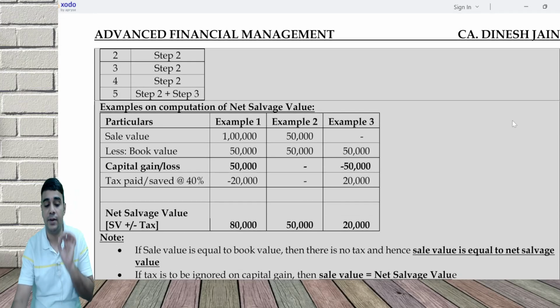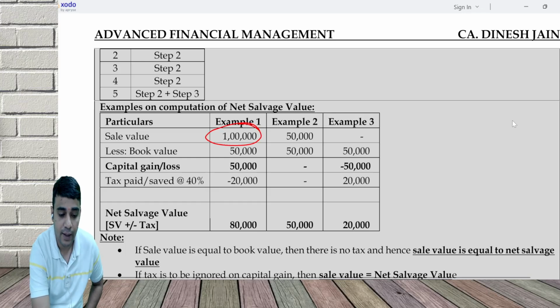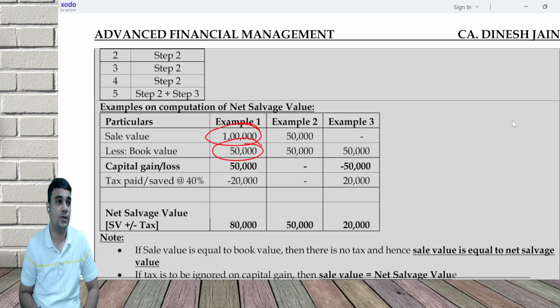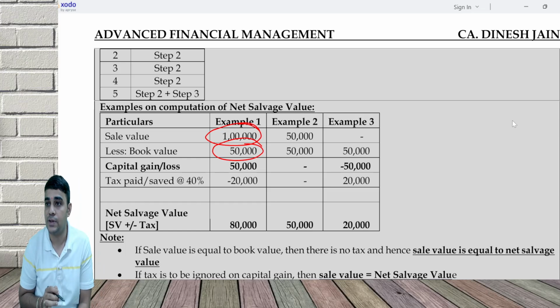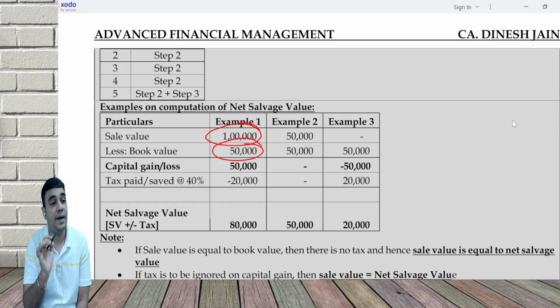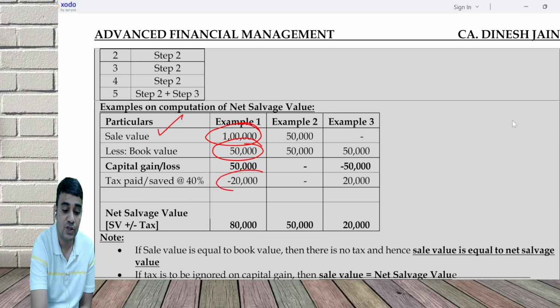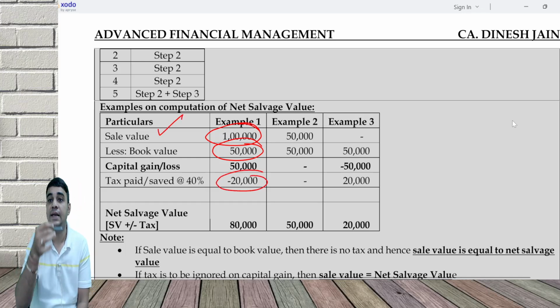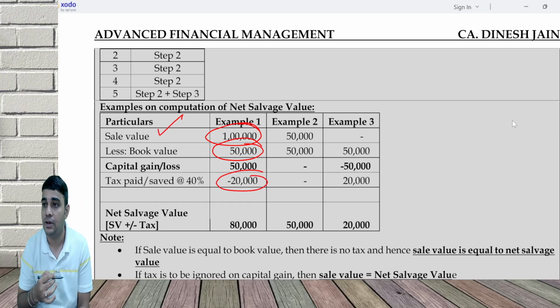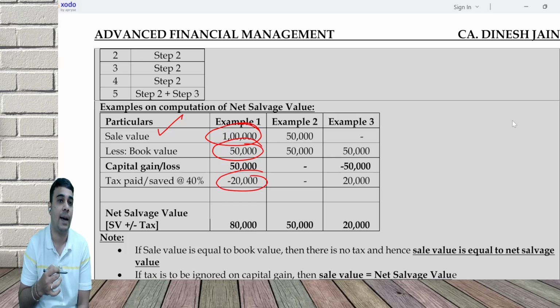Example is a very important thing. Sale value is 1 lakh, book value is 50,000. I make a capital gain of 50,000. On the capital gain of 50,000, we need to pay income tax at the rate of 40%, which is 20,000. What is NSV? It is this 1 lakh and this 20,000. Many students in a hurry think it is continuation and do 50,000 minus 20,000 and write 30,000. It's not continuation. There's a line gap in between.